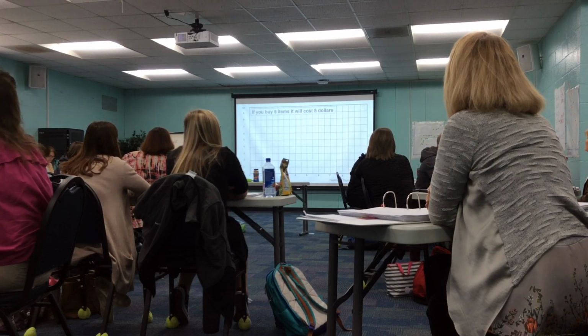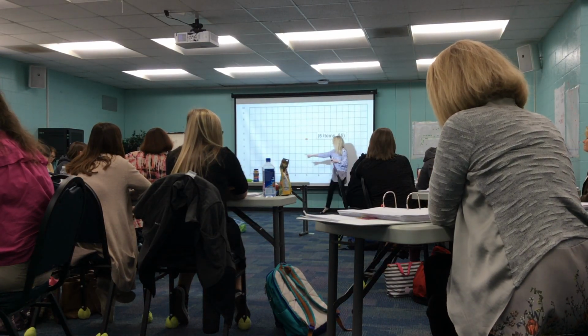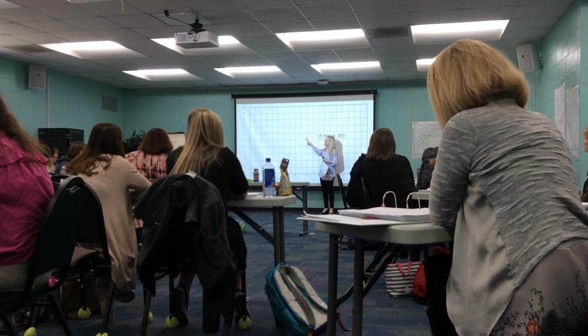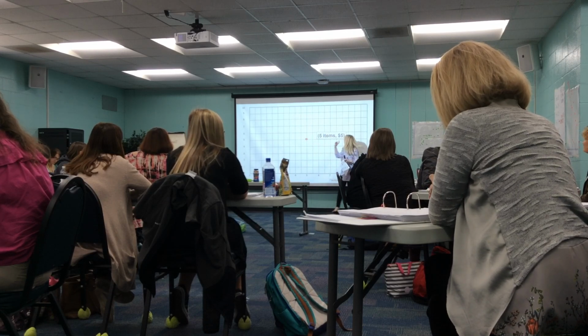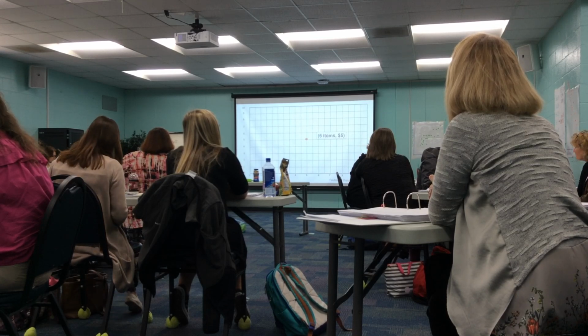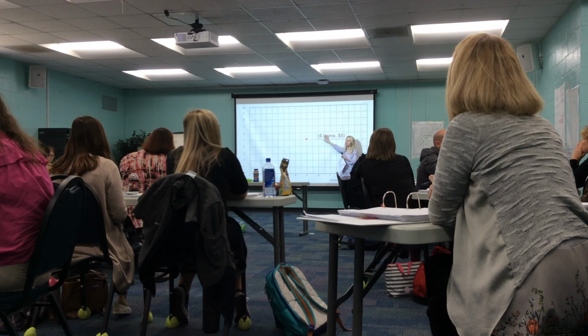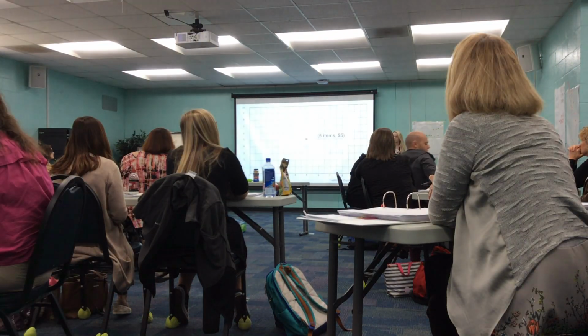5 and 5. So I have 5 items. That's going to cost me $5. Remember, when you have an ordered pair, it gives you 2 pieces of information. We have to constantly remind, say this to students. I have 5 items that cost me $5. That's 2 quantities, 2 pieces of information for every ordered pair.